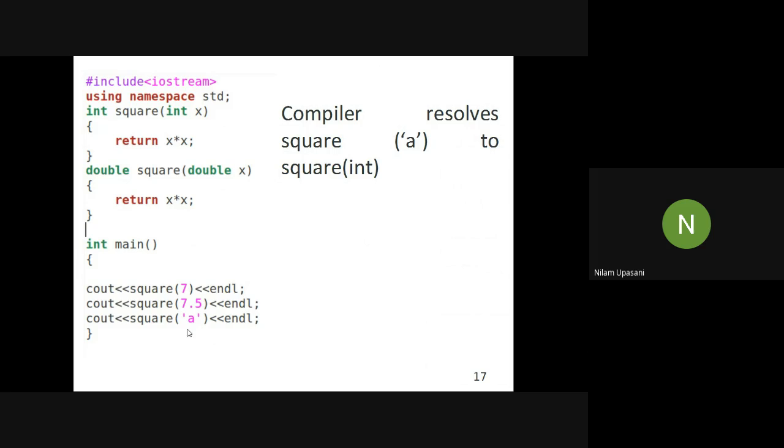Okay, so 97 is the ASCII for this, and this value will be passed to this first function, because the first function is for integer values. The input parameter is integer. So for 97, it will call this function, and this result will be returned back here, and it will get displayed on the screen.